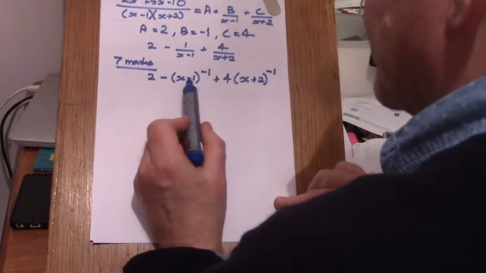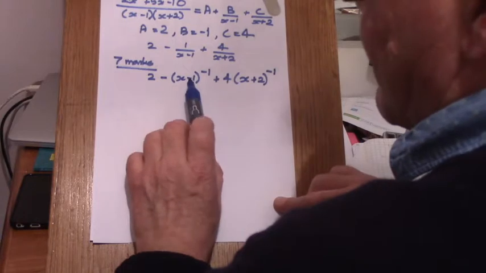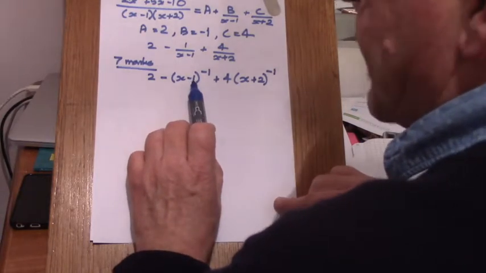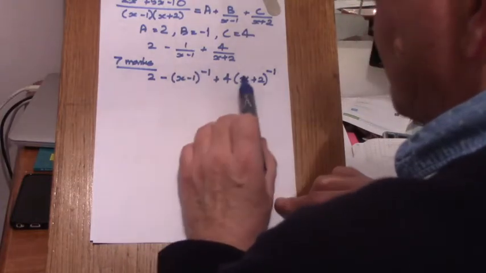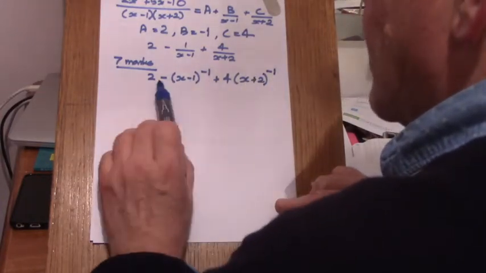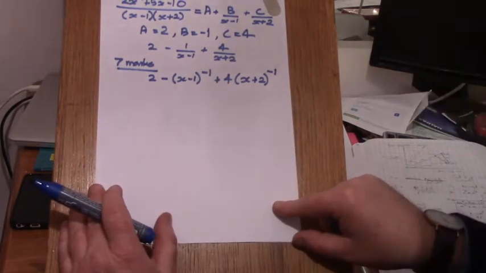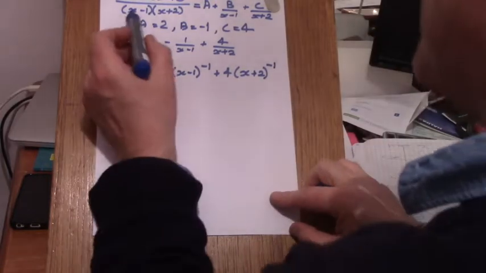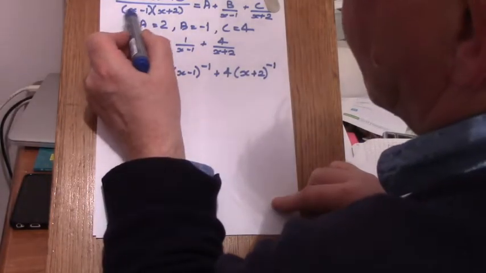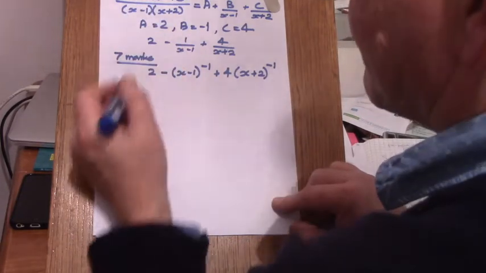As minus x minus 1 to the power of minus 1 plus 4 times x plus 2 to the power of minus 1, then the student is expected to apply the binomial expansion for this part, the binomial expansion for this part, then to add everything up. The Vedic method, however, is very much more quick and easy. We multiply these brackets together and then just divide it into this fraction.